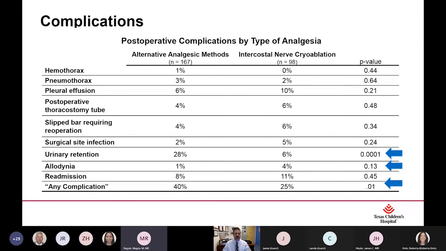We did notice that our risk of any complication was a lot less when using cryoablation, and that's mostly accounted for by the urinary retention data, but it's nice to see that pretty much if you count all complications altogether and add cryoablation, we have better outcomes.